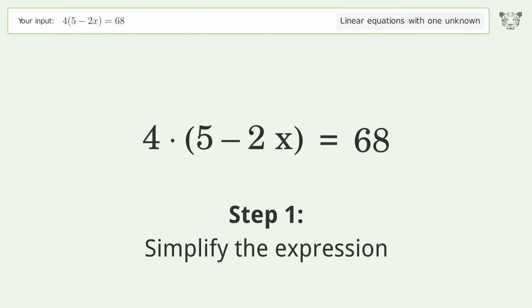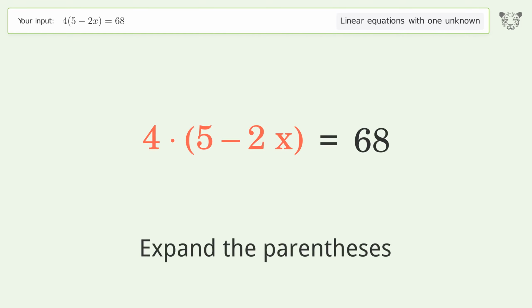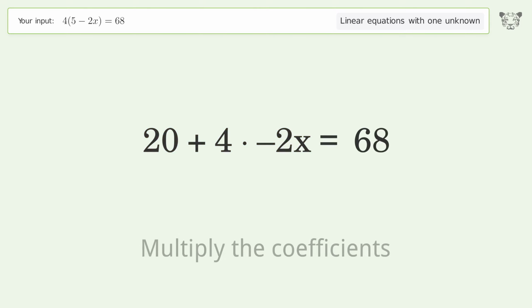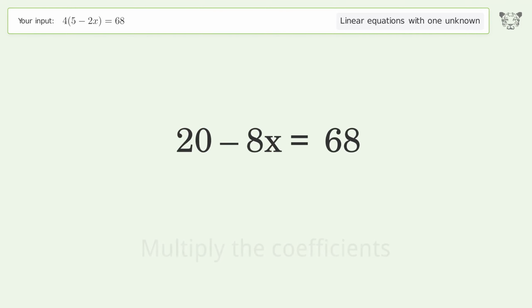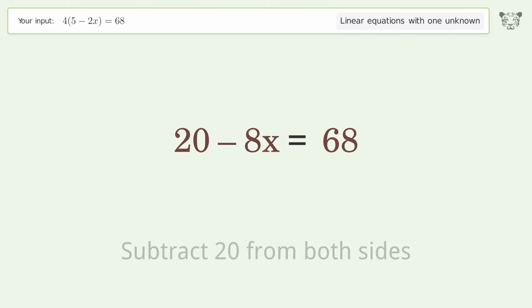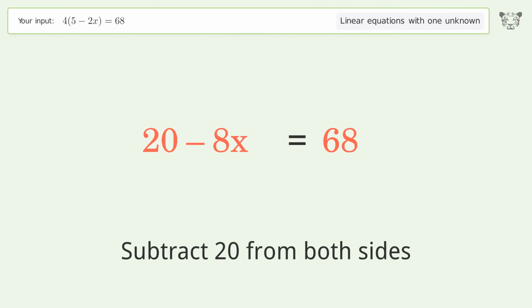Simplify the expression. Expand the parentheses. Simplify the arithmetic. Multiply the coefficients. Group all constants on the right side of the equation. Subtract 20 from both sides.